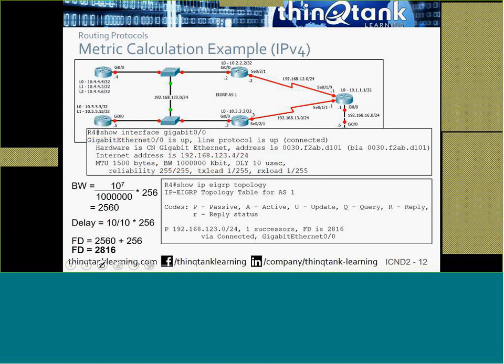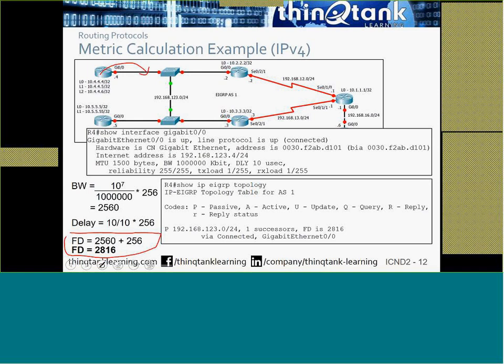Now, if I place those numbers into the formula, bandwidth is 10 to the power 7 divided by link bandwidth in kilobits per second, times 256. I get 2560. Delay is 10. The sum of the delays, in this case, we're only evaluating that directly connected network, in microseconds divided by 10, times 256. So the actual feasible distance for router 4 to reach this network is 2816.